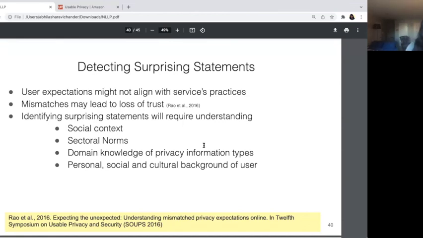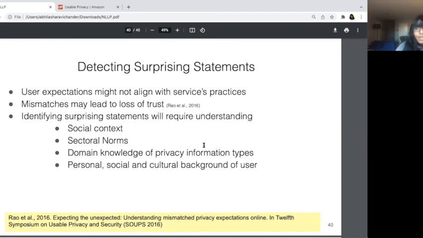But this is actually a really challenging problem because it requires understanding social norms to see what would actually be upsetting to a user, understanding sectoral norms. So for example, it's surprising if a financial website collects health information, but maybe not surprising if your fitness tracker collects health information. It requires knowledge of the different privacy information types, and it requires a deep understanding of the personal, social, and cultural background of each user.